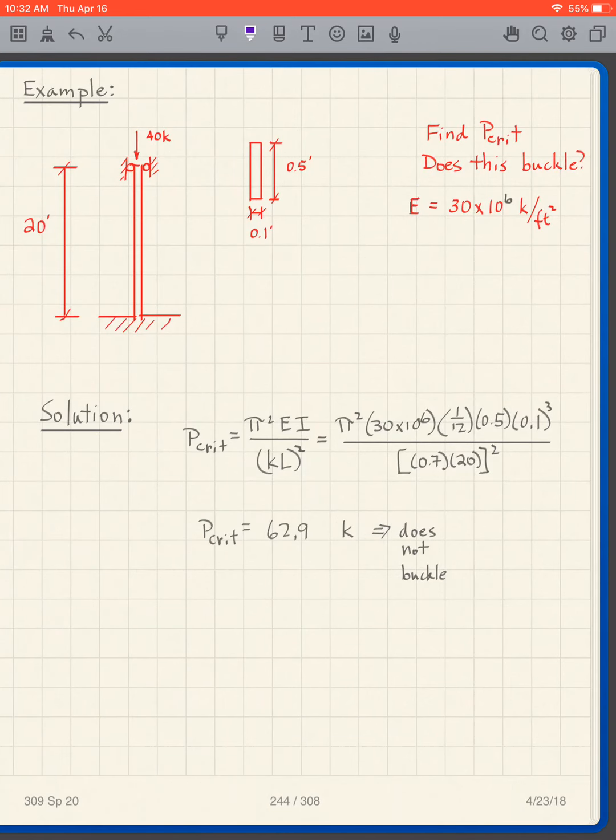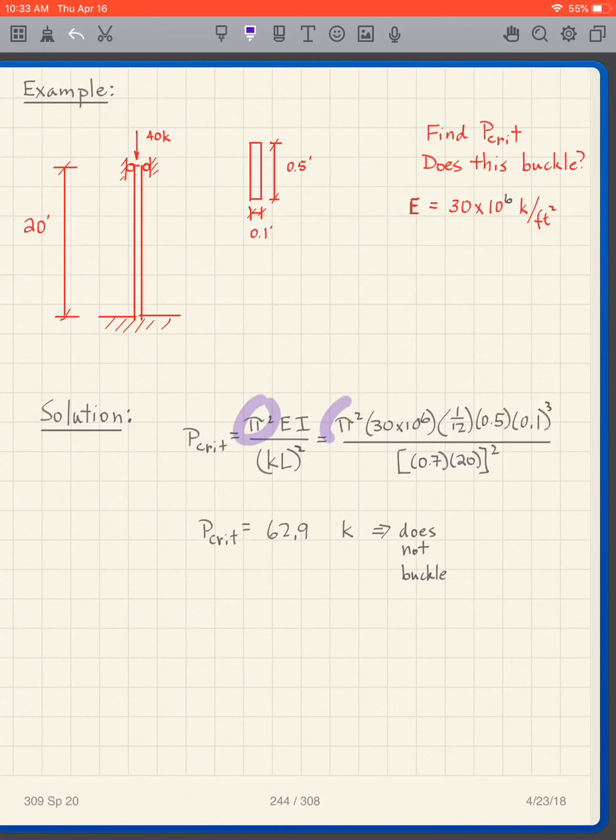Okay, I've assumed you've solved this problem. Let's do it. We know our basic expression is P critical equals pi squared EI over KL quantity squared. Let's look at the KL portion. This takes a shape that looks like that, which means it's fixed here, and it's free to rotate here, which we call pinned. So this is a fixed-pinned column, which gives us a K of 0.7. So it's 0.7 times 20, quantity squared, in the denominator.